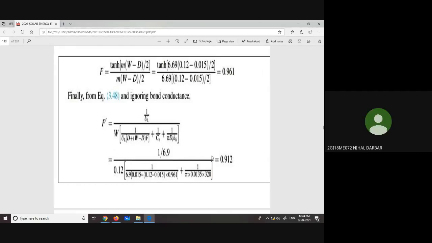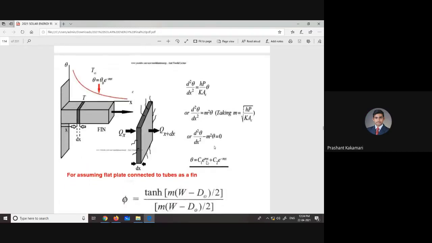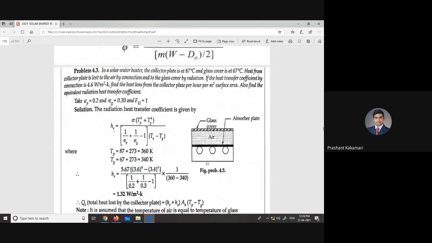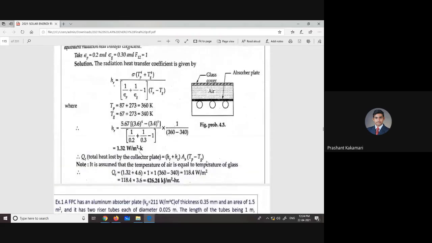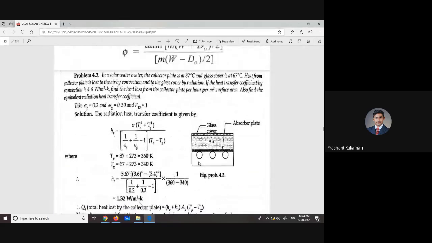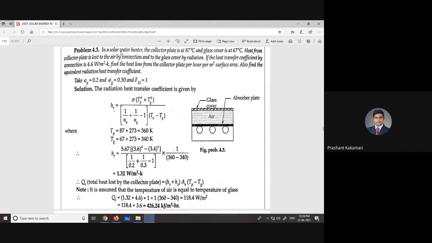Yes, sir. Okay. Next we'll take one more problem and we'll understand what are the other equations and how these different problems are solved. So in this only we are discussing again the theory part. The next problem is in a solar water heater, the collector plate is at 87 degrees centigrade. See here, collector plate is at 87 degrees centigrade means it is the plate temperature or the mean plate temperature Tp or TPM, it is at 87 degrees centigrade.